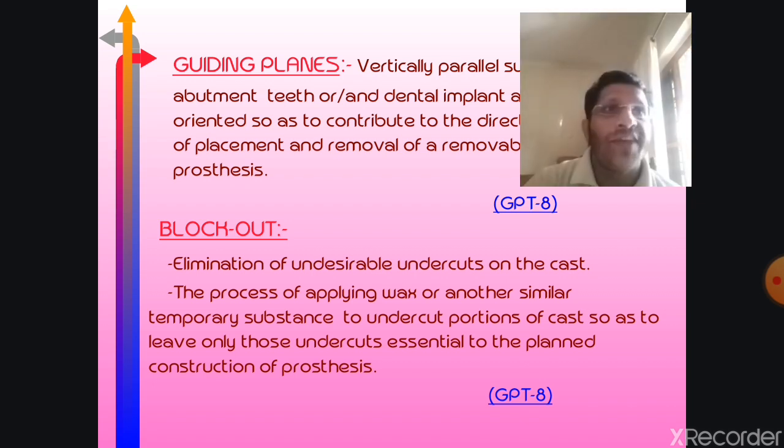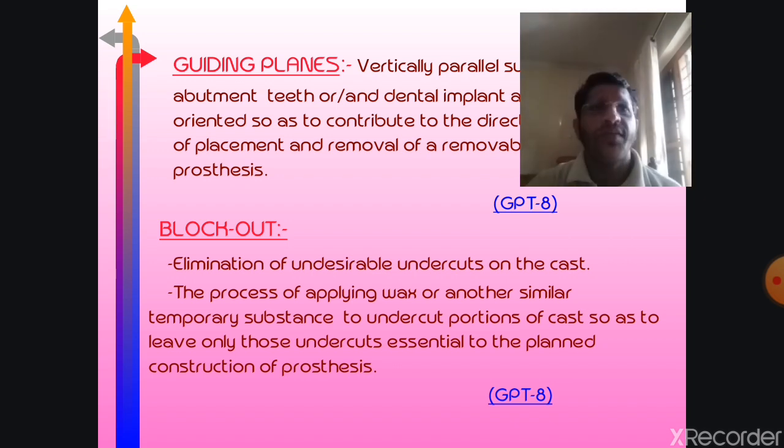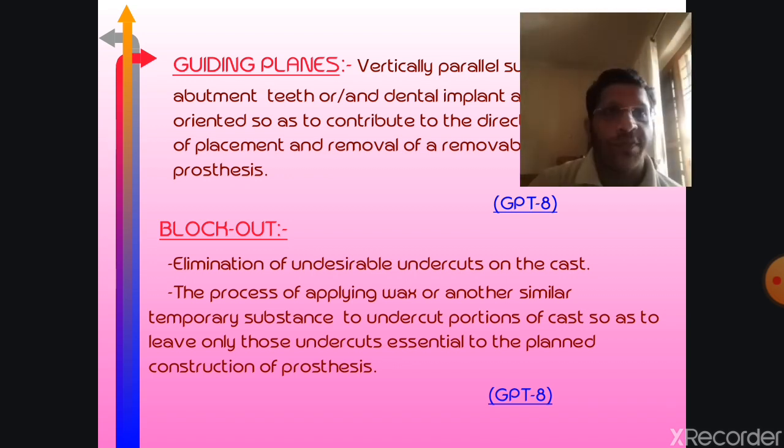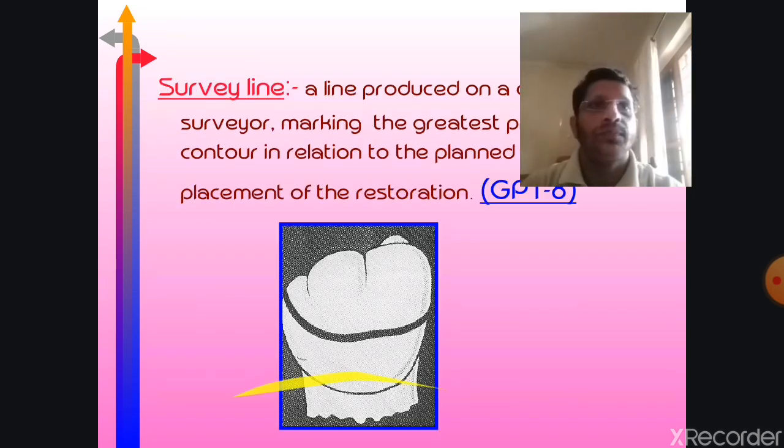Some undercuts are favorable, some undercuts are non-favorable. So you have to identify which are the favorable undercuts, or the undercuts which will provide you retention. That is included in the design, and unfavorable undercuts need to be blocked out. Block out is another terminology which is used widely in cast partial denture. There are different types of block out which we will be discussing later.